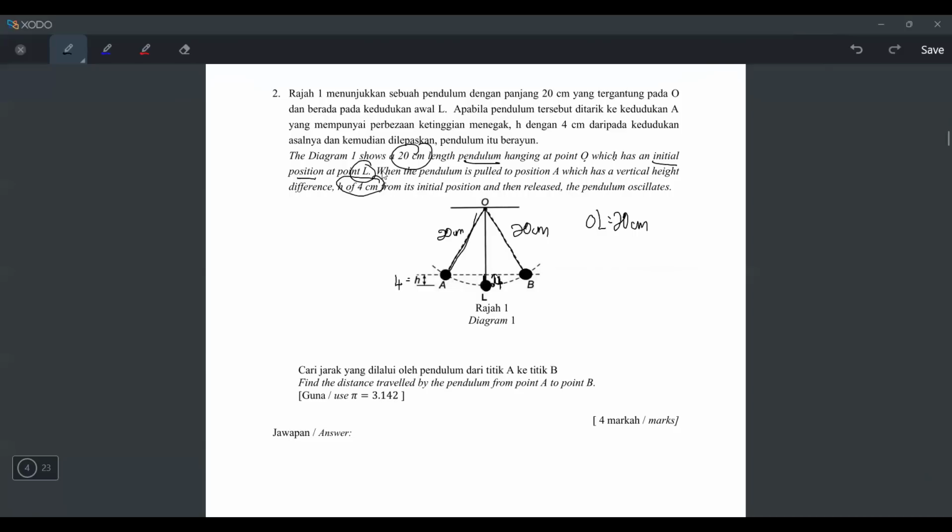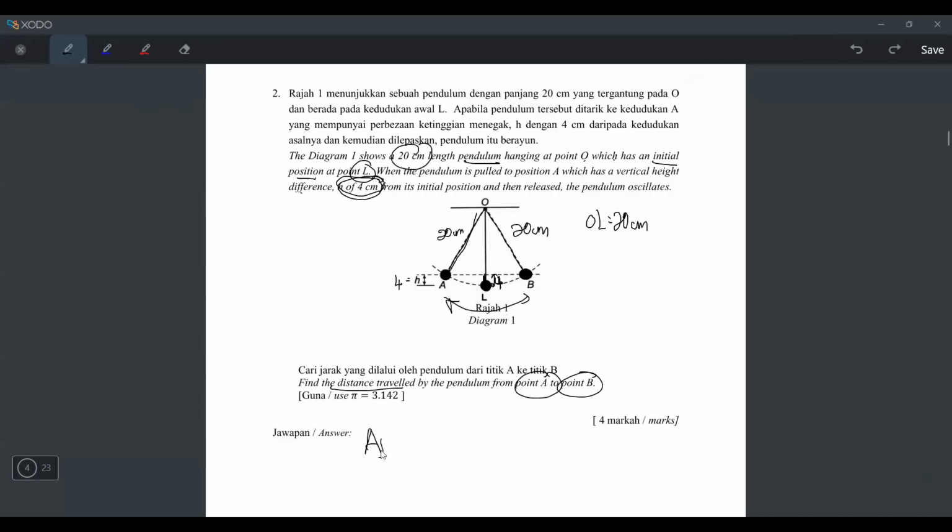So let's read again. When the pendulum is put to position A, which has a vertical height difference of 4 cm from its initial position, and then released, the pendulum oscillates. So if I pull up here, when the vertical height is 4 cm and I let go, it will oscillate. Okay. Find the distance traveled by the pendulum from A to B. You should know that this is a circular measure question. Okay. Why? Because what they are asking is to find the length of arc AB. Because they want the distance traveled from A to B, they want the distance here, not the horizontal distance. No, it's the arc distance. So what they are asking is to find the length of arc.